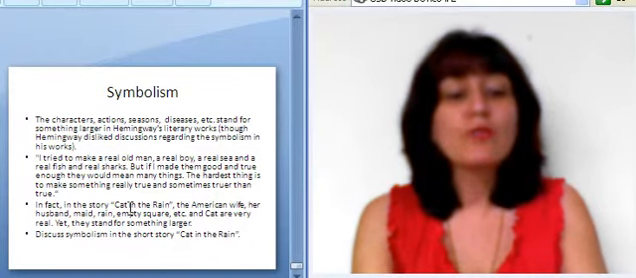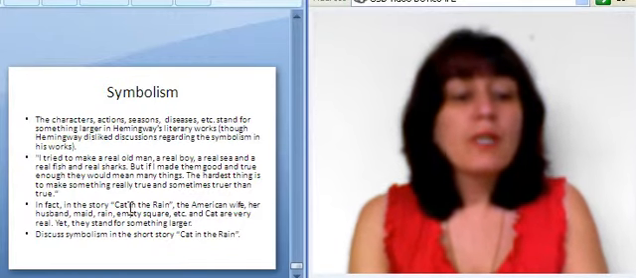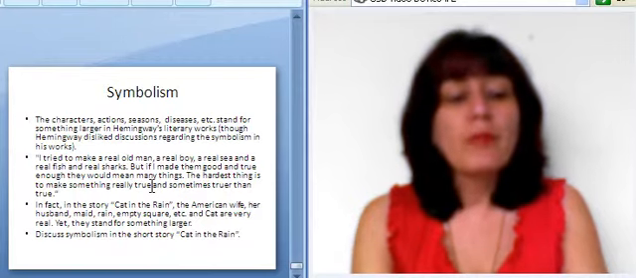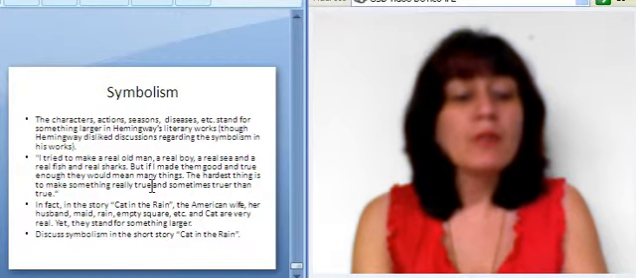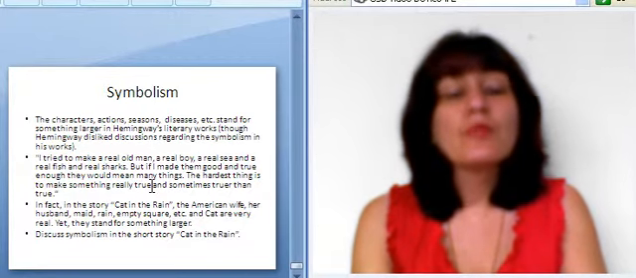In fact, in the story A Cat in the Rain, the American wife, her husband, maid, rain, empty square, and cat are very real, yet they stand for something larger. Now, discuss symbolism in the short story Cat in the Rain.